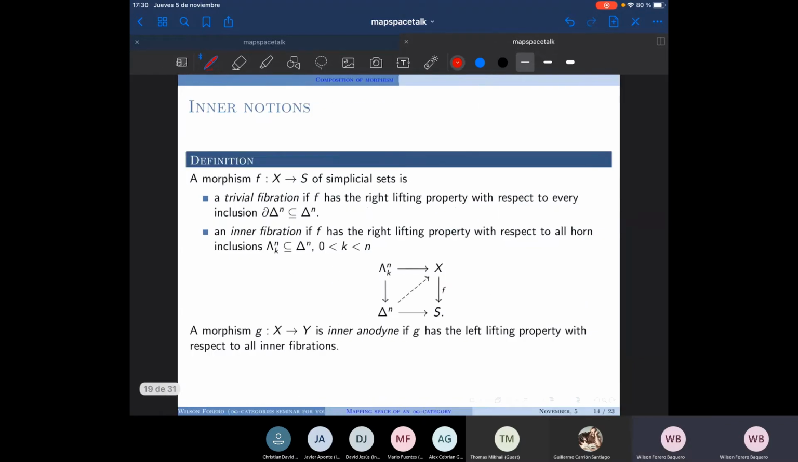Now, more definitions. A morphism f of simplicial sets is a trivial fibration if f has the right lifting property with respect to every inclusion from the boundary of delta n to delta n. In other words, it's just the following. This is the inclusion, we have X to S, f. Suppose we have arrows, so we can find a blue dotted arrow. Okay, that is a trivial fibration for each n.